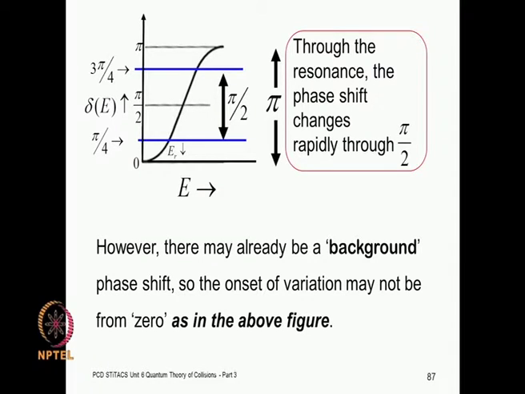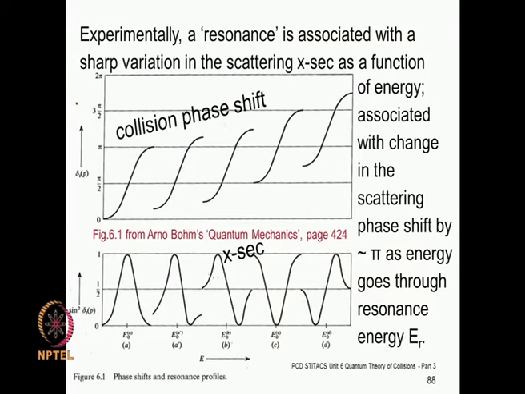However, the phase shift at the onset of this resonance may not be necessarily 0, it may already have some value which is coming from the background scattering. Okay? And then over and above that background it will then go through a change in pi by 2 most rapidly at the resonance, but the 0 of the phase shift for a detailed discussion will be offset. So, that is something that you must remember.